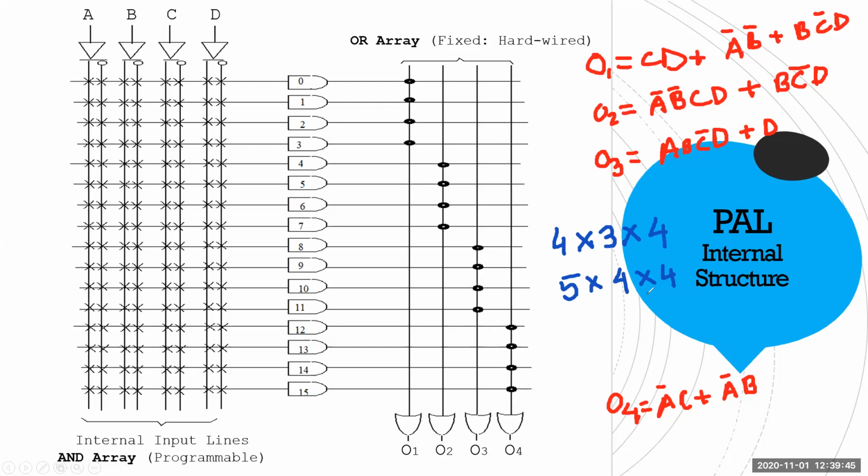Is that okay? Because our minimum was 4, and I have given you 5, so that's okay. Our minimum was 3, I have given you 4, that's also okay. Our minimum was 4, I have given you 4. That's correct, so you can do the design. Got my point?